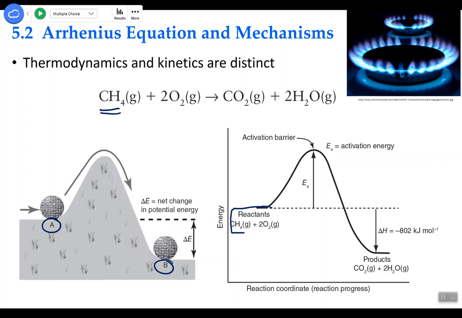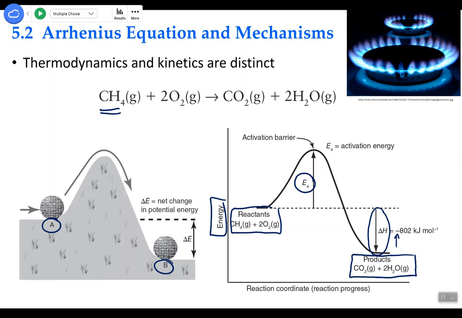Here are my reactants plotted on this reaction coordinate diagram. Energy is on the y-axis. I can see that my products, carbon dioxide and water, are lower in energy. They are more stable. I can see that the delta H for this reaction is negative. It's exothermic, it's going to give off heat, but I still need to have that little spark to get it going. We need that spark to get over this activation energy barrier.